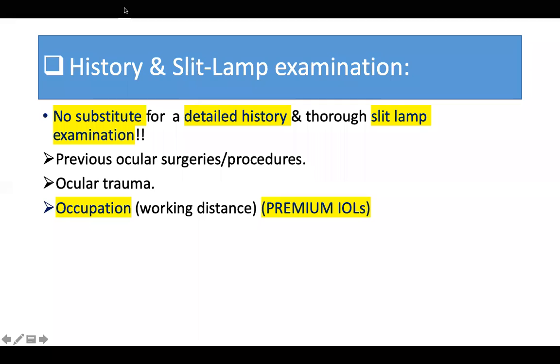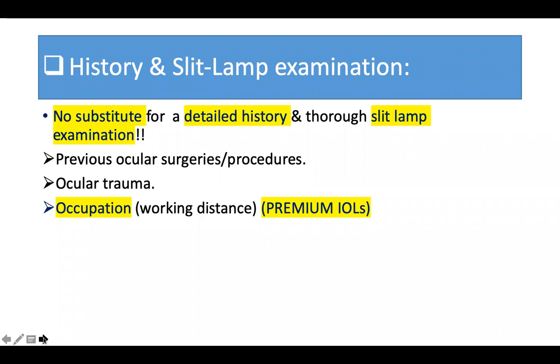Okay, so there is absolutely no substitute for a detailed history and a thorough slit lamp examination. All of us here have mastered the art of doing a good preoperative history, but a few important pointers must be asked before you start examining the patient on the slit lamp. A few leading questions such as history of any prior ocular surgeries or any prior ocular procedures that the patient may have undergone, or history of any ocular trauma.